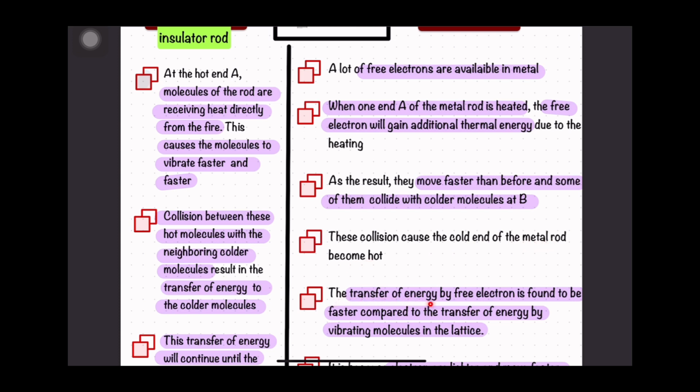So, the transfer of energy by the free electrons is found to be faster compared to the transfer of energy by vibrating molecules in the lattice. Sebab free electron ni boleh bergerak. Dan dia adalah kecil, molekul yang kecil. So, dia akan bergerak lagi laju daripada molekul. Maksud saya kalau kita kata molekul tu vibrate saja, so dia akan vibrate saja dan dia akan transfer energy during collision tu. Tapi kalau elektron ni dia bergerak.